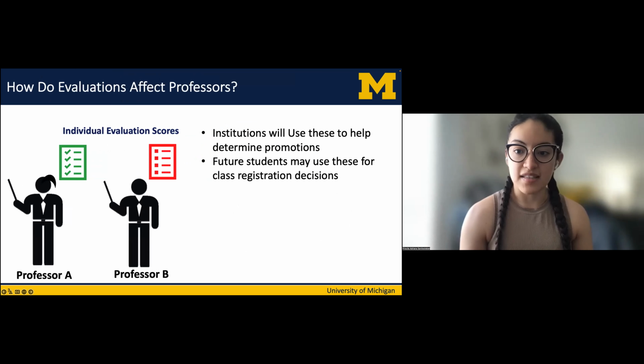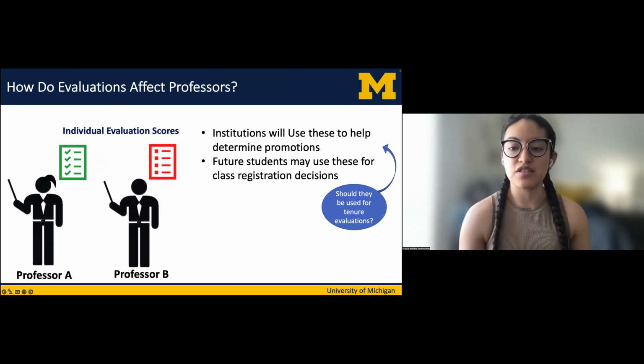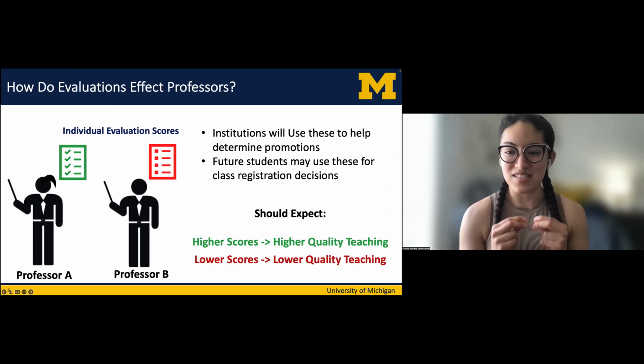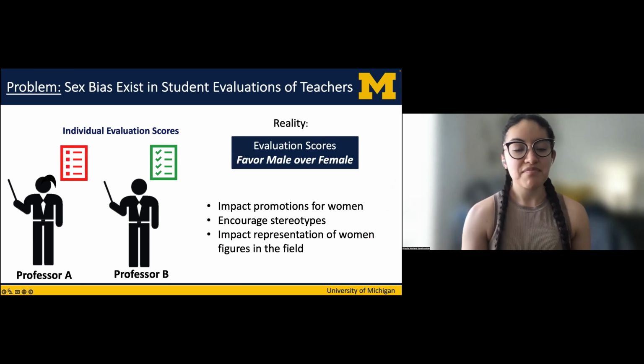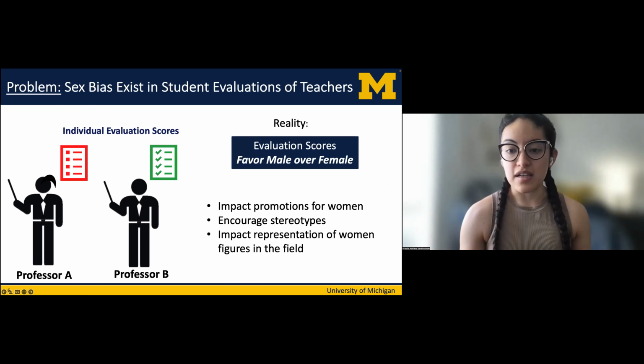And these scores can affect the professors, since institutions use these scores to help them determine things like tenure, promotions, funding, and more crucial benefits. Now, there is some debate whether these scores should be used to evaluate professors, but that can be saved for a later discussion. Nevertheless, because institutions do use these scores to determine important aspects of a professor's career, we would like to expect these scores to efficiently and correctly reflect teaching quality, such that higher scores should indicate good quality teaching and vice versa. But of course, in reality, unfortunately, biases exist in student teaching evaluations. They do not exactly reflect the teaching quality of our professors.